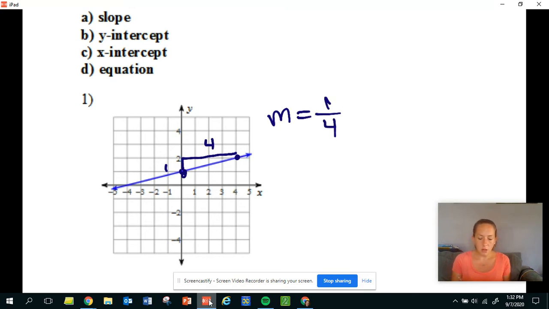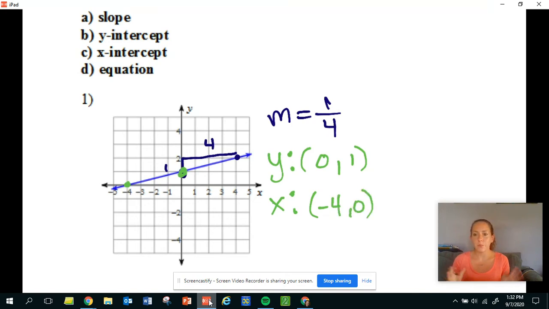Then intercepts are where it touches each axis. So my y-intercept is where it touches the y. And remember, we write these as points, so that's the point (0, 1). Then my x-intercept is over here, and that is the point (-4, 0).